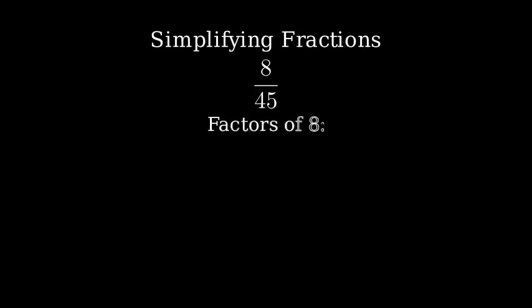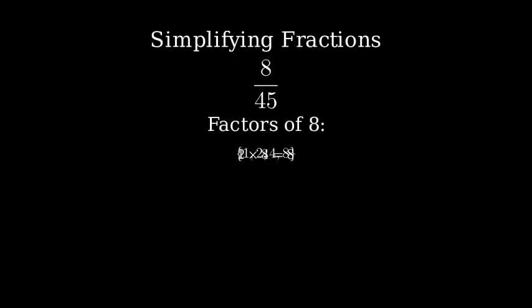Let's learn how to simplify the fraction 8 over 45. To simplify a fraction, we need to find the greatest common factor between the numerator and denominator. Let's start by finding all the factors of 8. 8 equals 1 times 8 and 2 times 4. So the factors of 8 are 1, 2, 4, and 8.